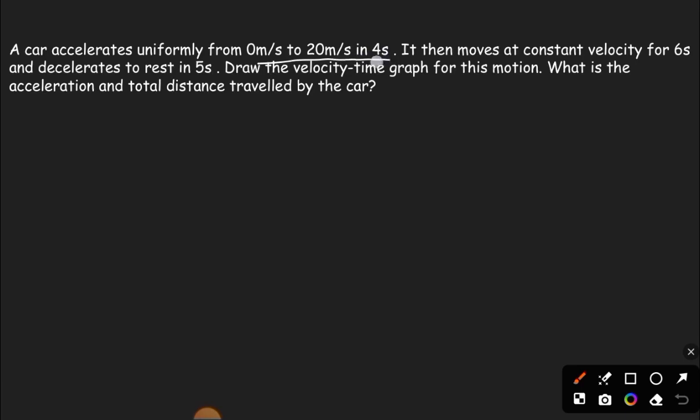The car accelerates uniformly from 0 meters per second to 20 meters per second in 4 seconds. So let me just highlight the most important information. If it moves at a constant velocity for 6 seconds and decelerates to rest in 5 seconds, draw a velocity time graph, find all the acceleration and total distance traveled by the car. There's so much information to imbibe here. So we are asked to first draw, but let's take it step by step.